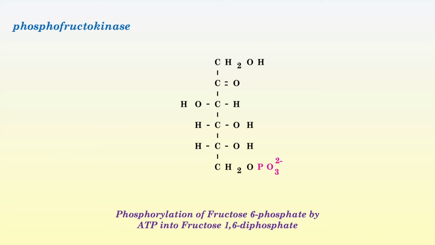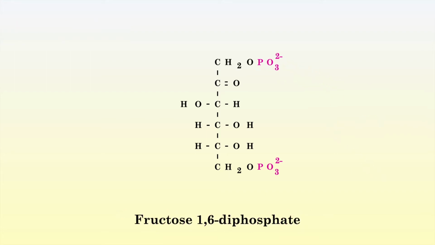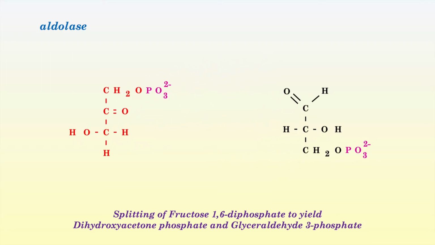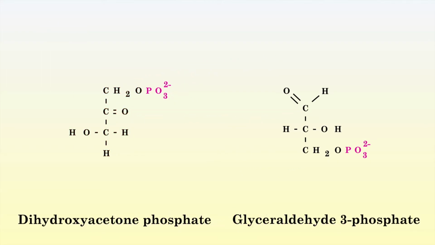The fructose 6-phosphate then undergoes a phosphorylation reaction to form fructose 1,6-diphosphate, and again ATP is converted to ADP. The fructose 1,6-diphosphate, which has 6 carbons, is converted into 3 carbon entities, namely dihydroxyacetone phosphate and glyceraldehyde 3-phosphate, and this is done by aldolase.